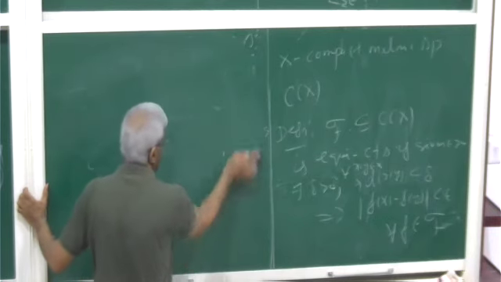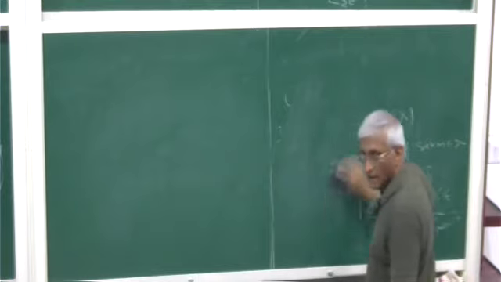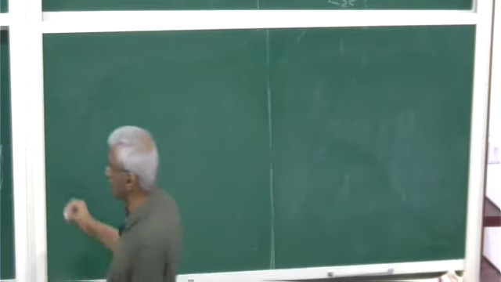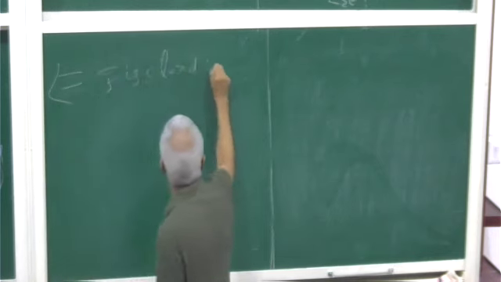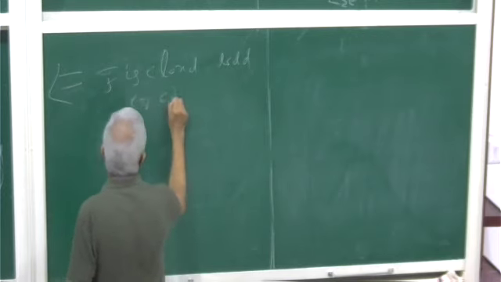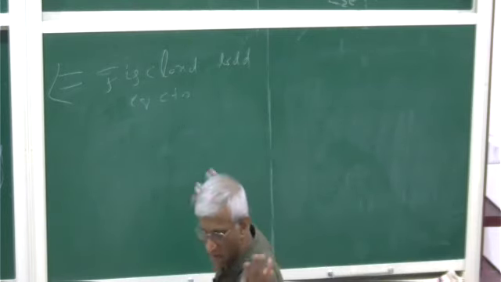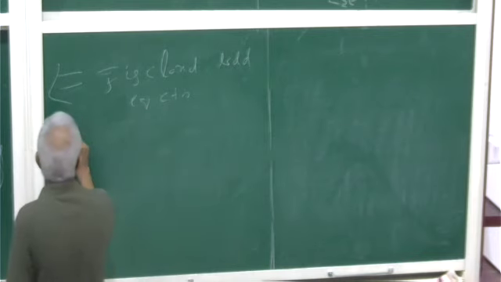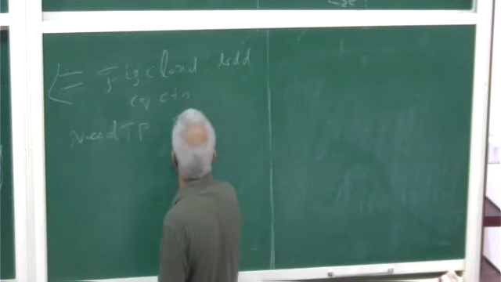We prove the non-trivial direction. Now we want to prove this. We assume F is closed, bounded, and equicontinuous. When we want to prove that this is compact, closed is already there. We only need to prove, because C(X) is complete, closed means it's complete, we only need to prove that F is totally bounded.